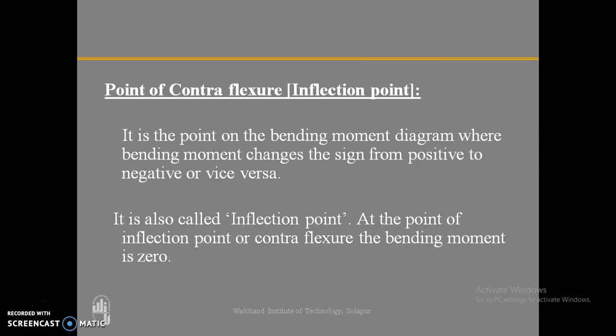In the diagrams, especially in the bending moment diagram, we get one typical point. Usually, for some types of beams, not all the time, we get one point where the bending moment changes sign. It is the point on the bending moment diagram where the bending moment changes sign from positive to negative or vice versa. So it is also called the point of inflection. At the point of inflection or contraflexure, the bending moment is 0.